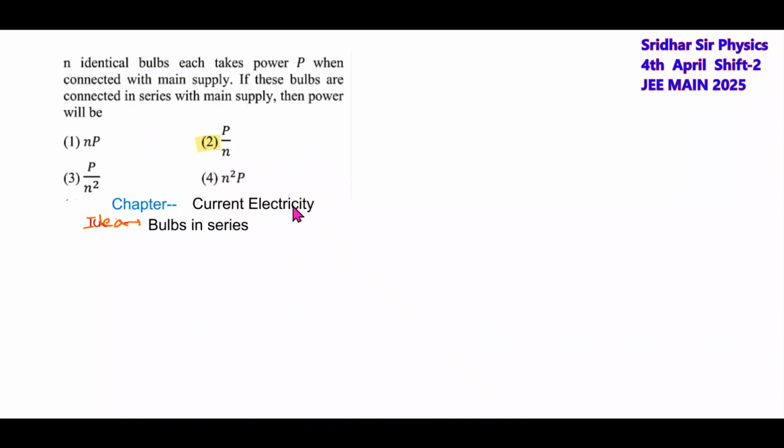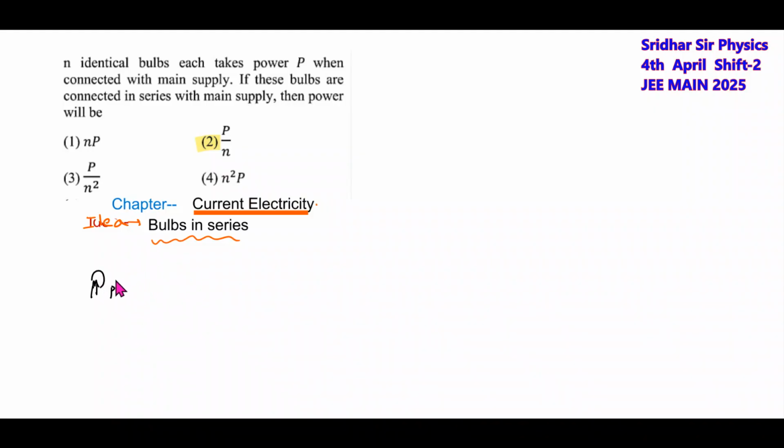Okay, this question is based on current electricity, bulbs in series parallel. N identical bulbs each take power P when connected with the main supply. If these bulbs are connected in series with the main supply, then what will the power be? So our entire question is that each bulb has power P.